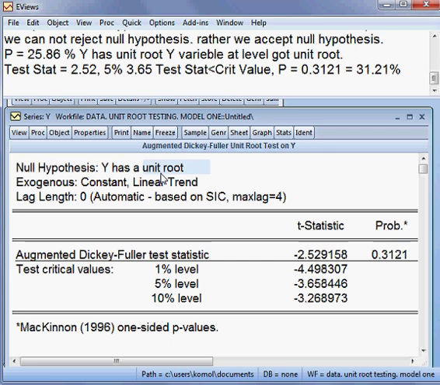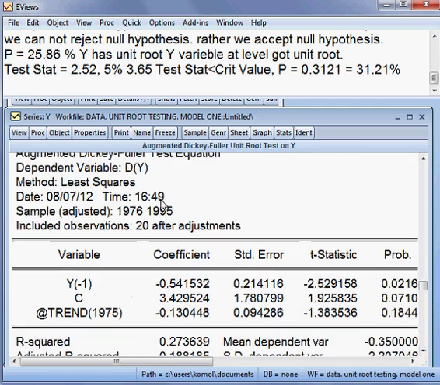But make sure the coefficient of y lag 1 must be negative. It must be negative, otherwise the model is not viable. So okay, model 1, model 2 done.